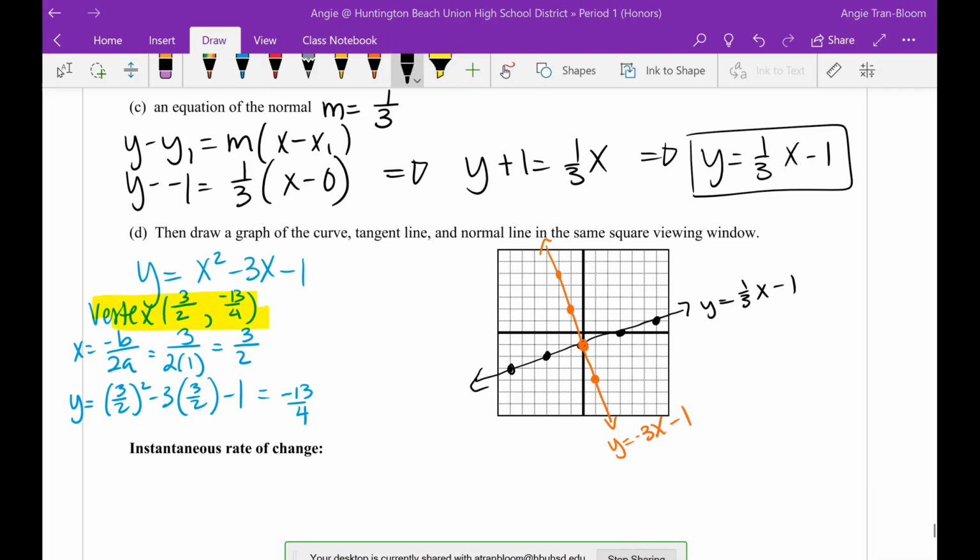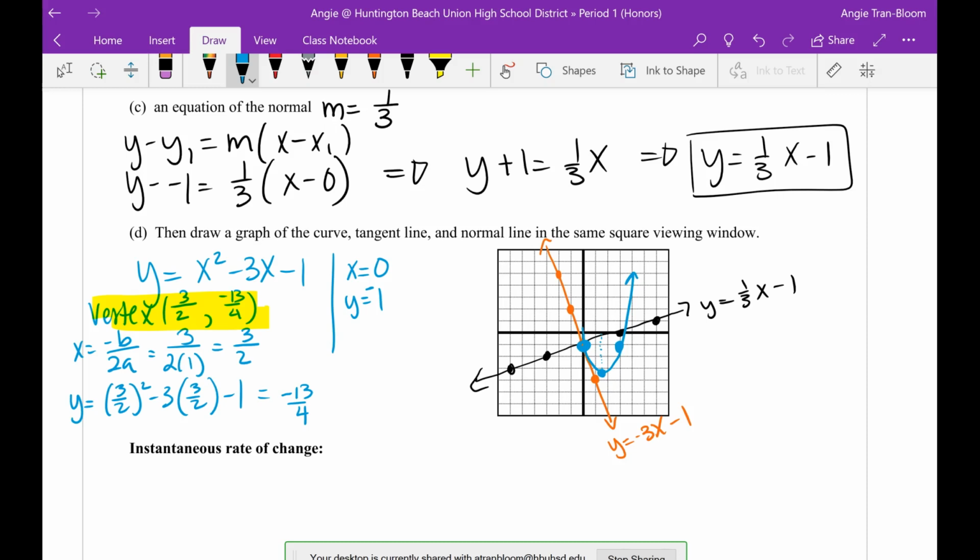Let's use blue. The vertex is 1.5, negative 13 over 4, which is negative 3 1/4. So 1 1/2, go down 3 1/4, somewhere right there. No big deal if you can't find the exact value. Then I'm just going to go when x is 0. When x is 0, y is going to be negative 1. Then it's symmetrical, so when x is 3, it's also the same y value. Did I say 1 or negative 1? I meant to say negative 1. There you go.